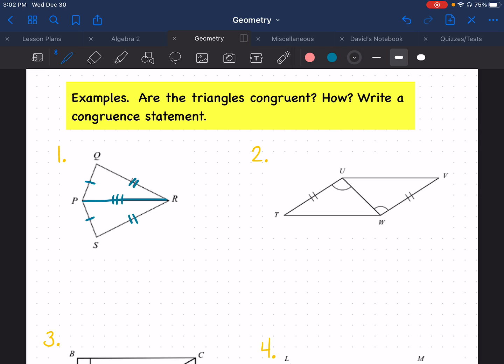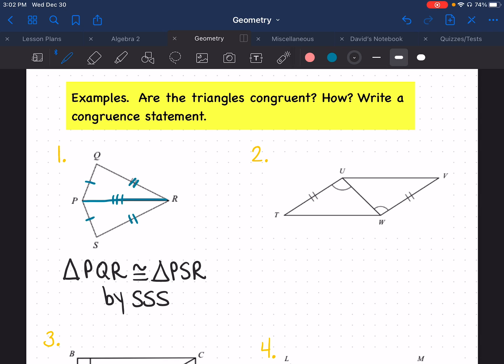So my answer for this one would be yes, the triangles are congruent. They are congruent by side, side, side, and I would name them P, Q, R for the top, and then for the bottom, let's see, P, S, R by side, side, side.